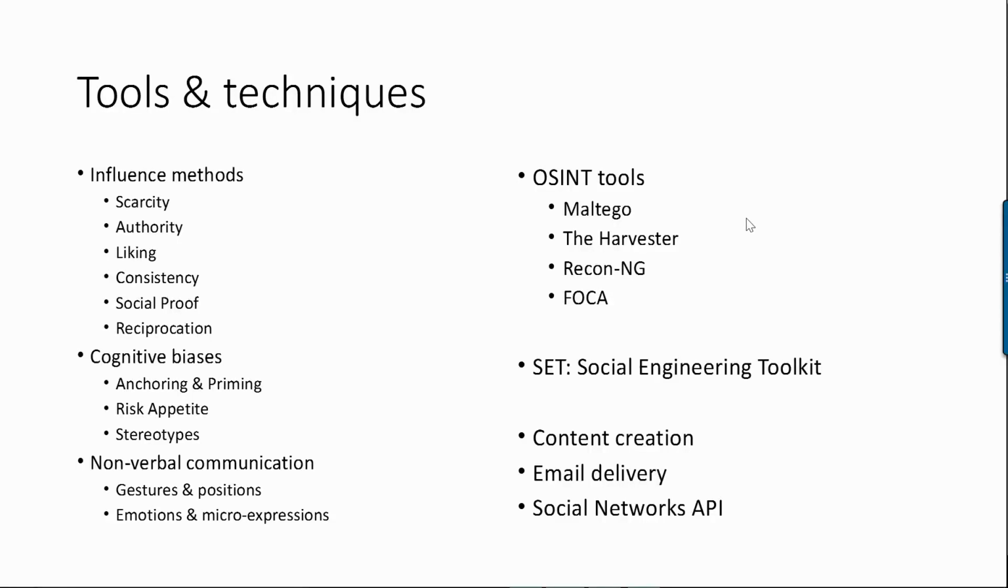Okay, so what are the tools and techniques that could be used in order to execute those attacks, conduct the described methods, to apply those methods in order to gain advantage of human factor and social engineering.